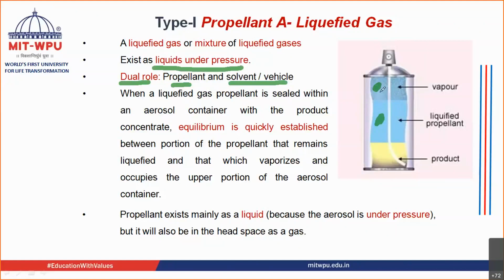So you have a vapor phase over here, you have a liquid propellant over here, and you have a product over here, and this product may also contain your propellant, right? So this is how your propellant gets distributed. Now this propellant exists in the form of liquid because there is a pressure inside this container, and because of this pressure, this propellant exists in the form of liquid.